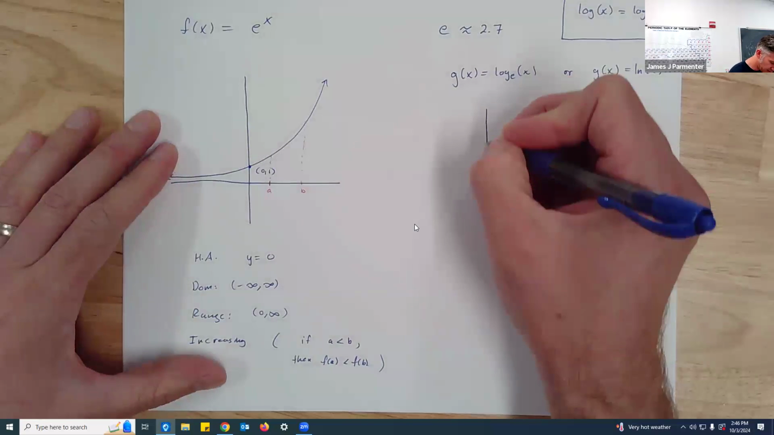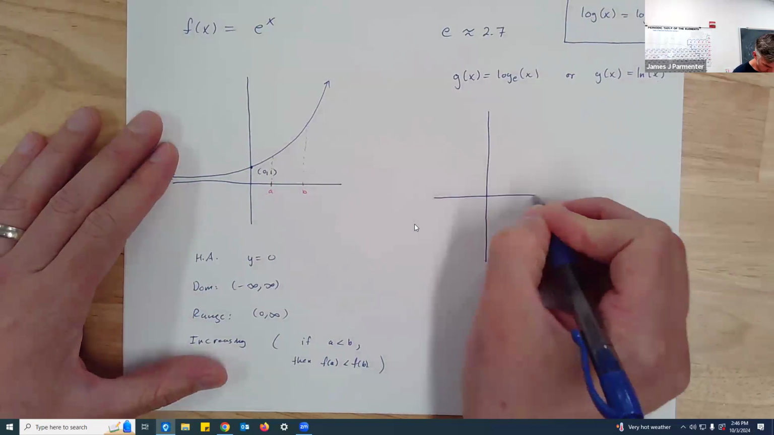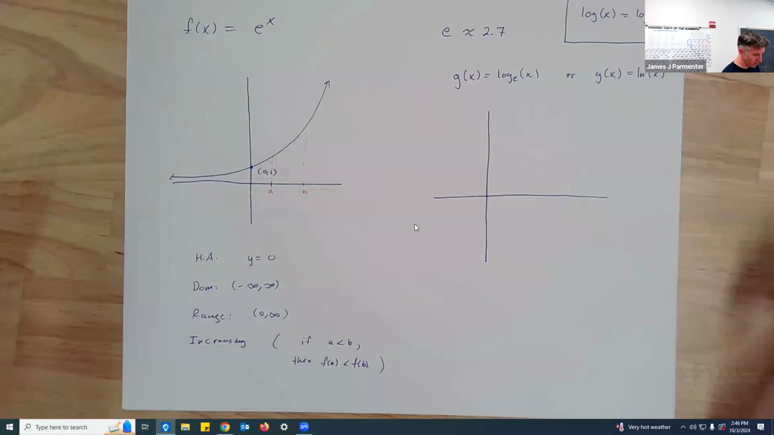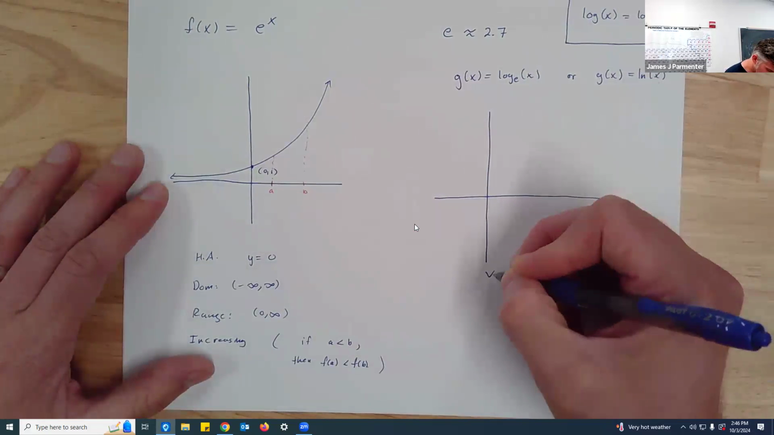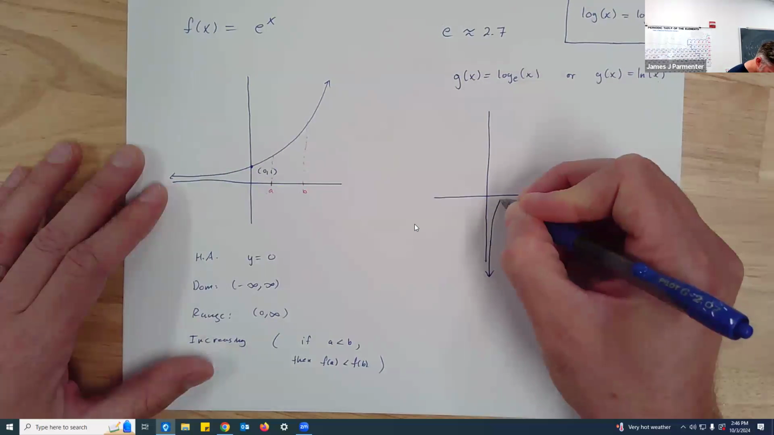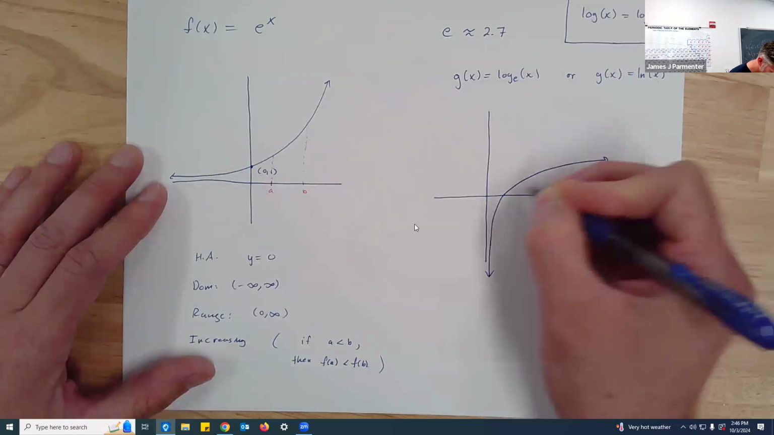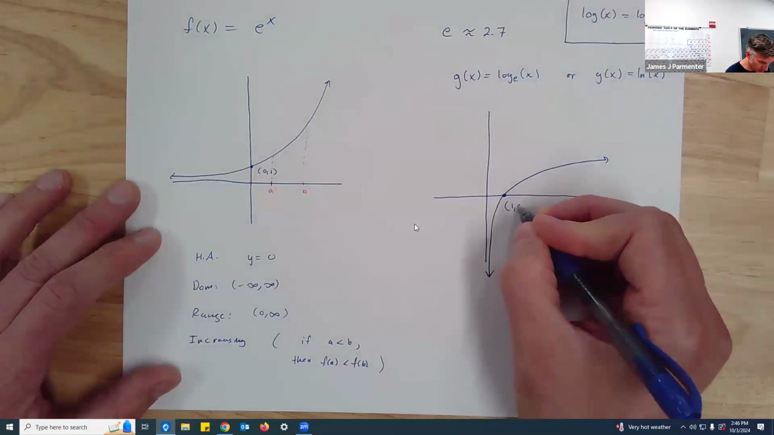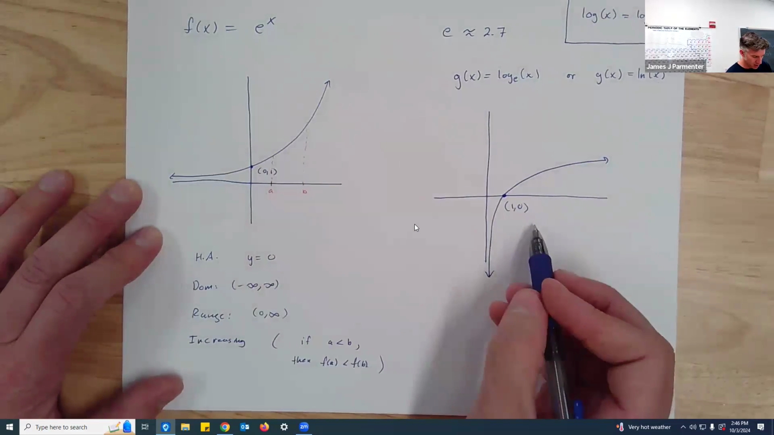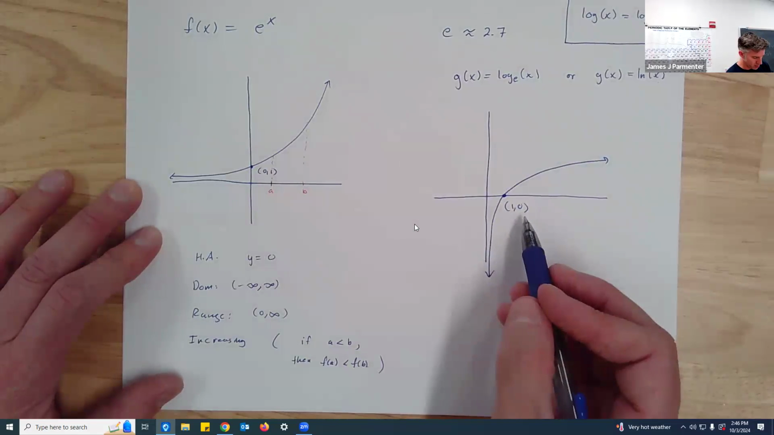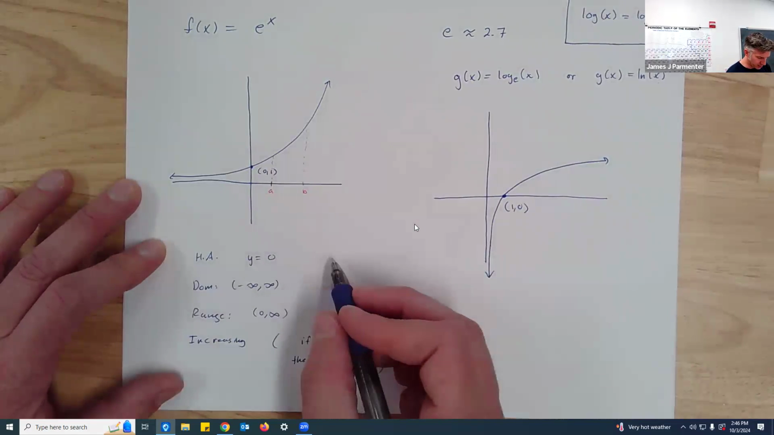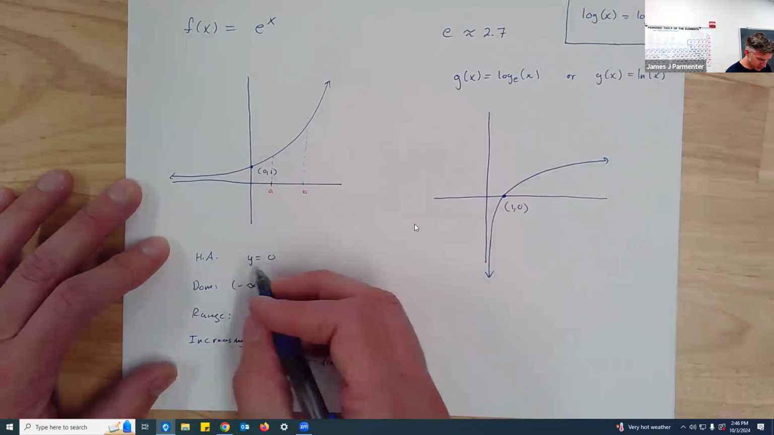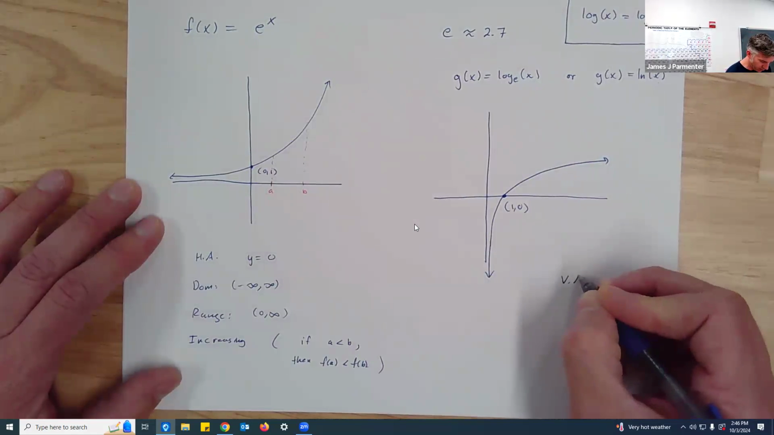So graphically, this function is the literal inverse of that function. All of the x and y things interchange roles, and we have a graph that looks like this. We have an x-intercept of 1, 0. The x and the y are interchanged: 0, 1 interchanged to become 1, 0. Instead of a horizontal asymptote of y equals 0, y interchanges with x to give us a vertical asymptote of x equal to 0.